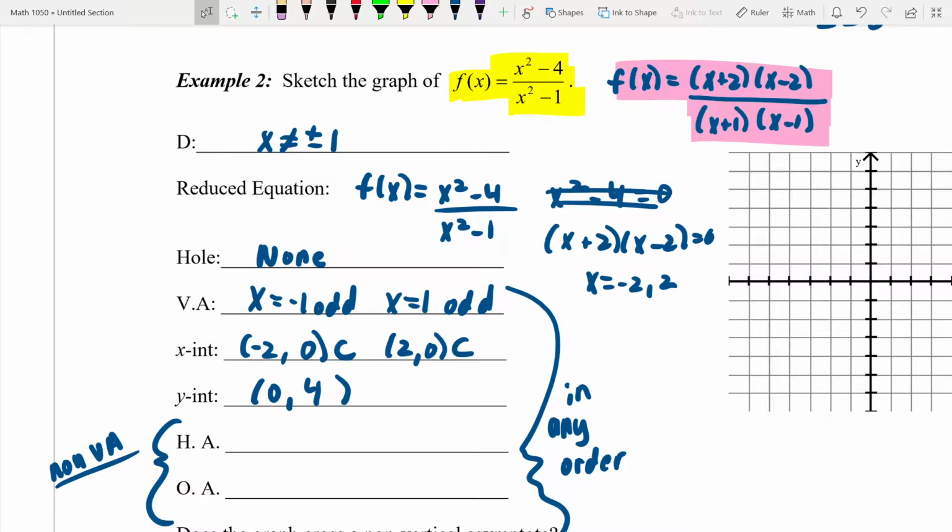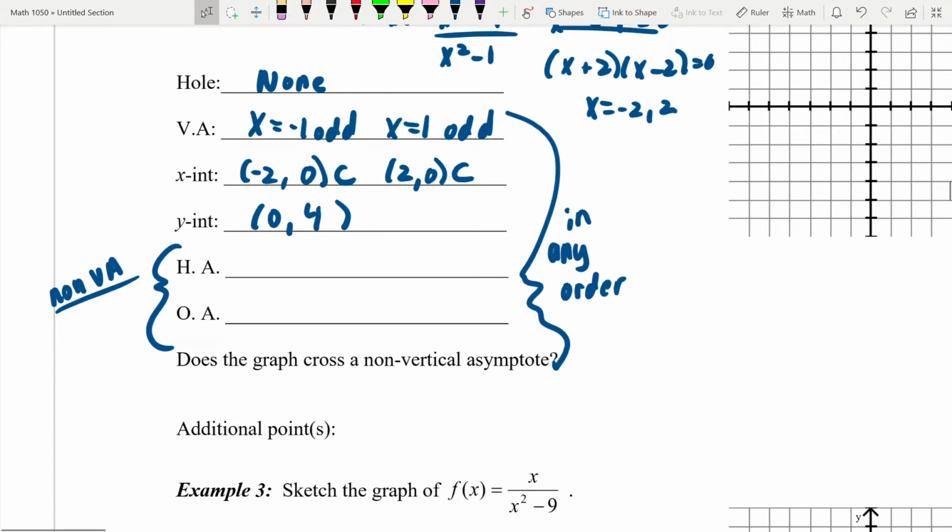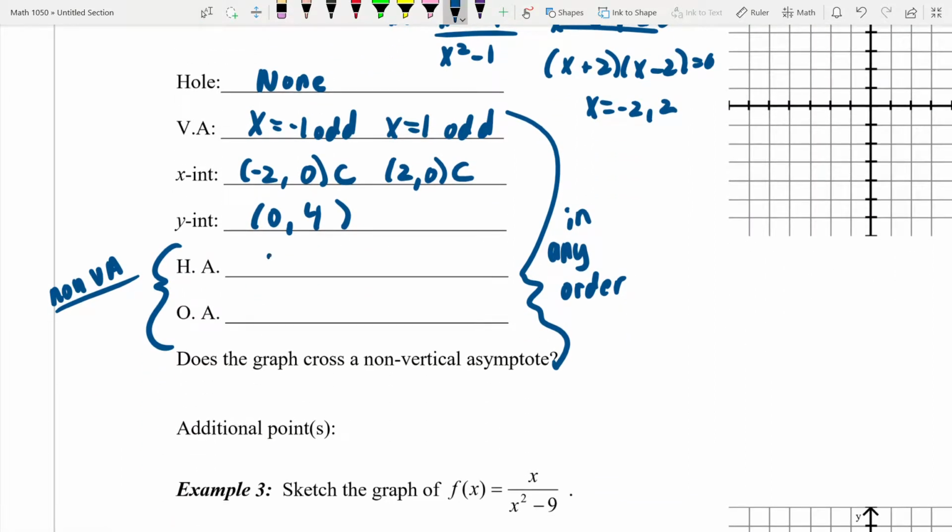Or better yet, look at yellow. X squared over x squared. What does that give you for a non-vertical, everybody? Y equals 1. Wonderful. Make sure you don't just say 1. It's y equals 1. They will not give you any credit if you just say 1. Okay, let's cross those out. You don't have to differentiate.